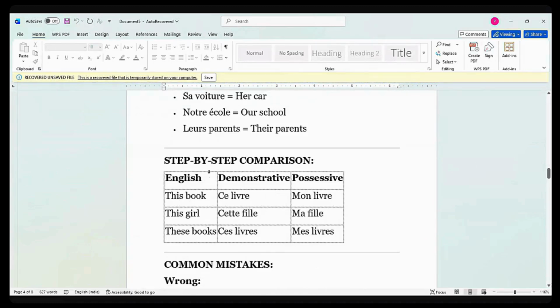For the comparison, this book, ce livre, or possessive, mon livre. This girl, cette fille, or ma fille, meaning my girl. These books, ces livres, or these books, mes livres, my books.